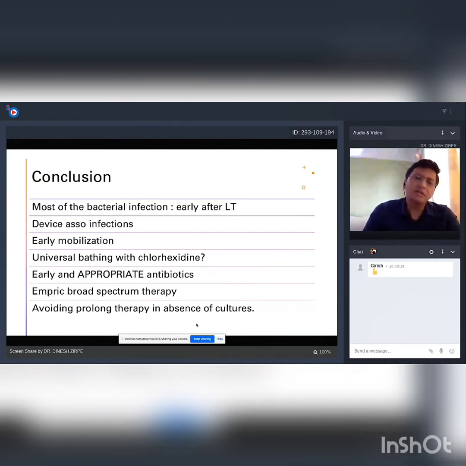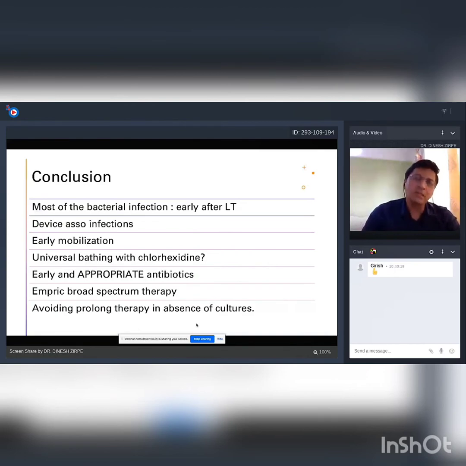So in conclusion, most bacterial infections happen in the early phase of the transplant, the initial 2 to 3 weeks. There are device-associated infections. So in transplant you have to do fast-track surgery, starting from the intraoperative period. The lesser the time, the better, and the less the exposure. Remove devices like the urinary catheter and central line as soon as you feel their purpose is served.